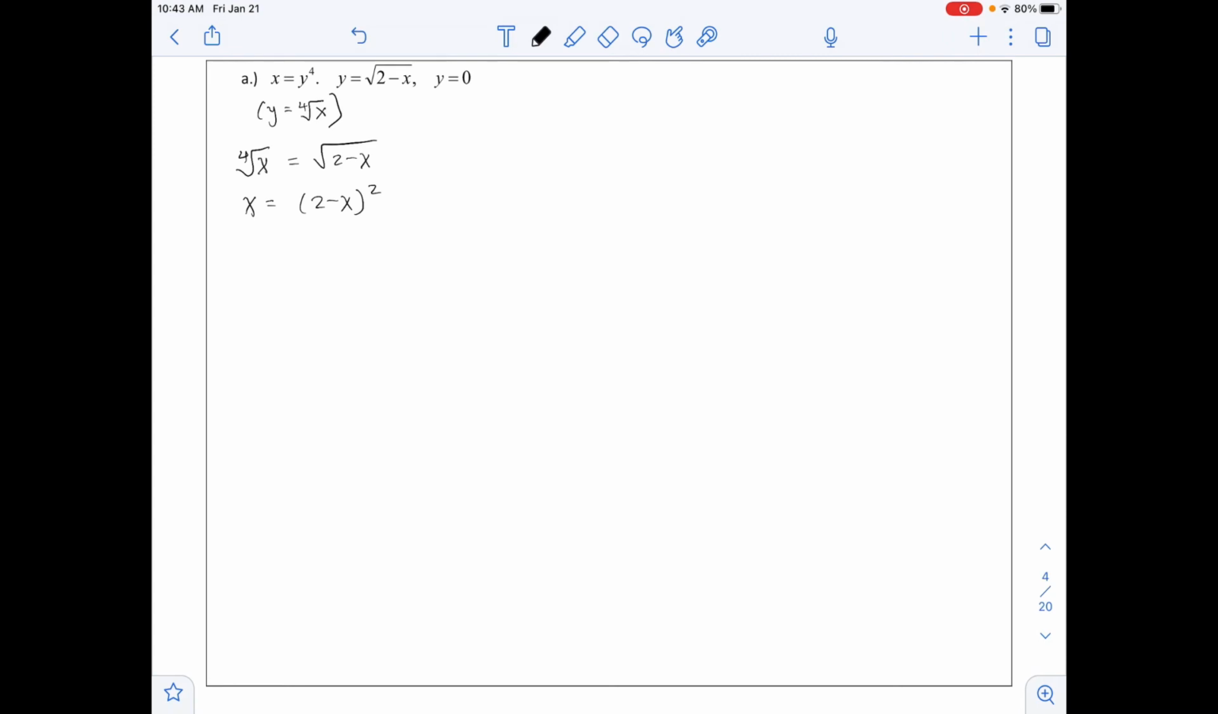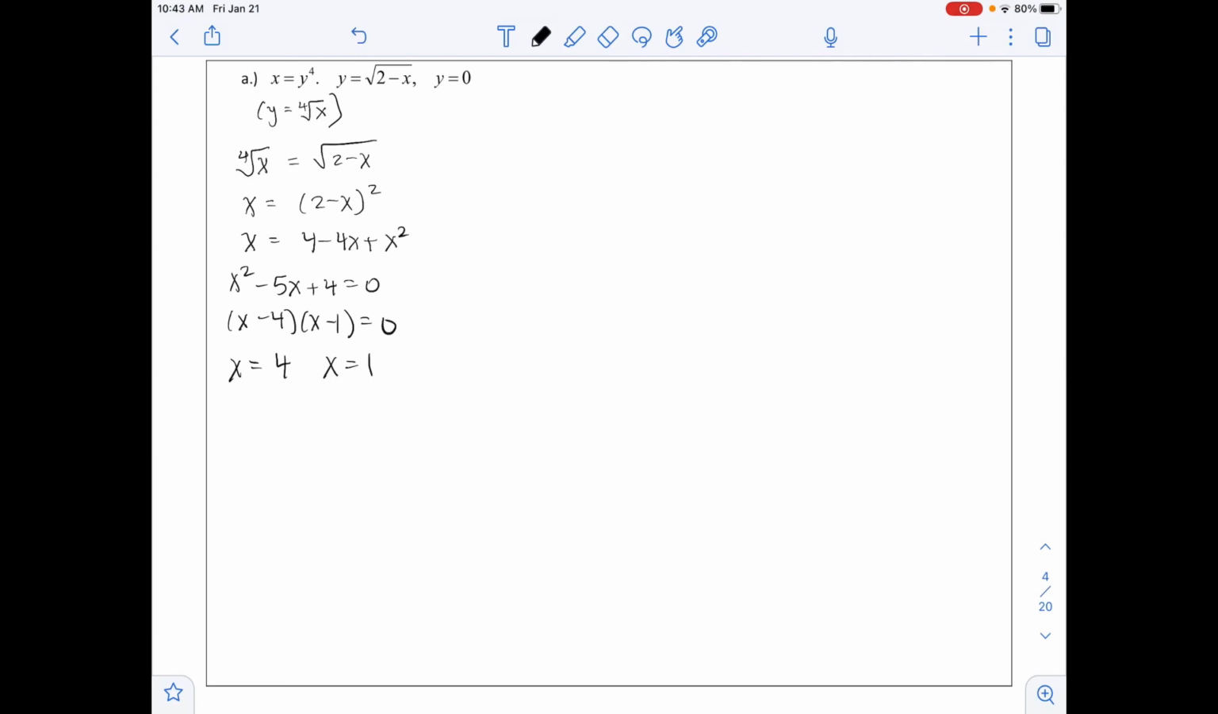And so 2 minus x squared, I can FOIL or multiply that out, and I get 4 minus 4x plus x squared. Moving everything to one side, I end up with x squared, subtracting x, I get minus 5x plus 4 would be equal to 0. Factoring this, we get x minus 4 and x minus 1 is equal to 0. And so we get a value of x equals 4 and x equals 1.